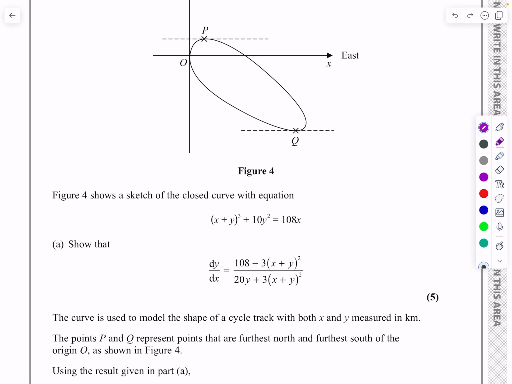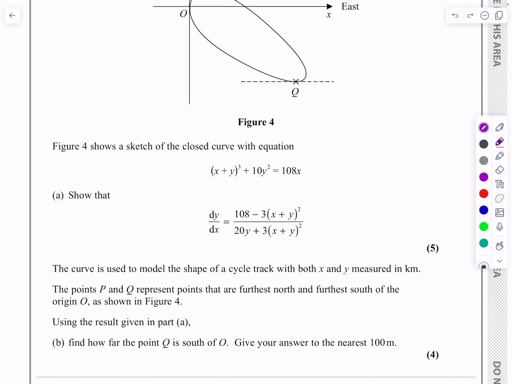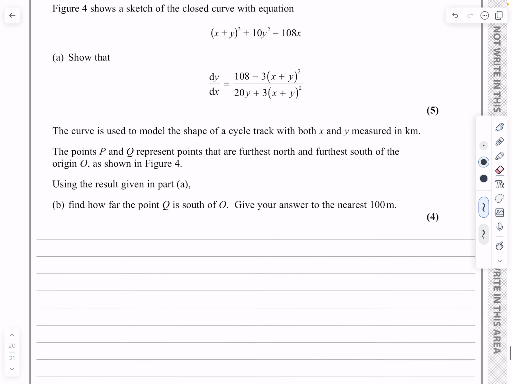So I'll worry about what P and Q are later, but dy by dx I can find. All I need to do is to be able to differentiate each of these three terms. That one's going to be very straightforward. Differentiating anything with y, you differentiate it, but remember to times it by dy by dx at the end. And then the x plus y cubed, well, that's the first thing we're going to look at, isn't it? So let's make a start to it.